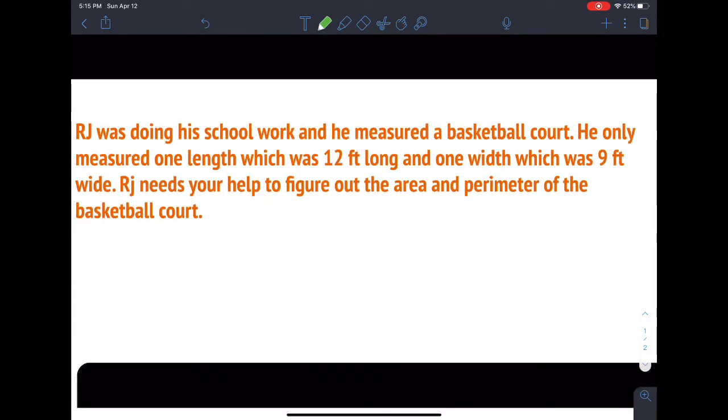Let's go, last one. It says, RJ was doing his schoolwork and he measured a basketball court. He only measured one length, which is 12 feet long, and one width, which is 9 feet wide. RJ needs your help to figure out the area and perimeter of the basketball court. Now I know RJ is super smart and he probably doesn't need our help, but let's just do it anyway, okay? So we need to solve for area and the perimeter.